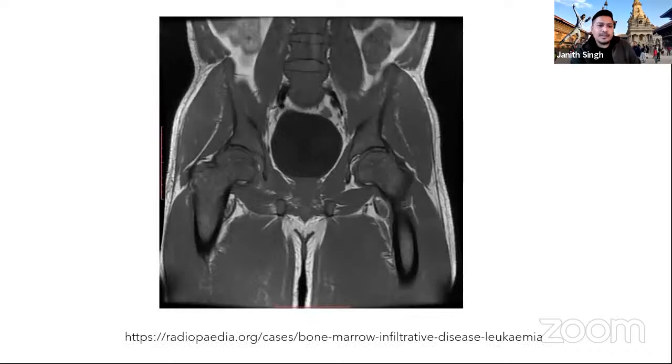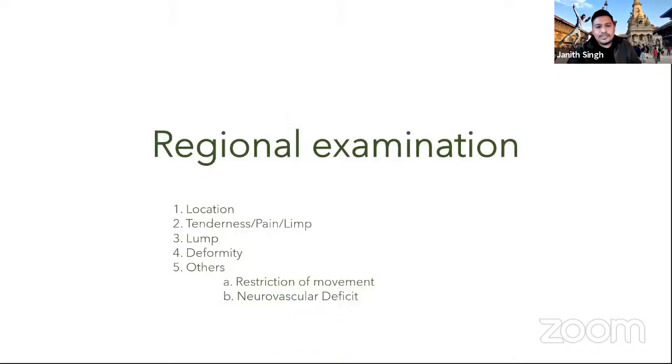Now, if you look at this MRI, this is a T1 sequence, but if you look at the bone, what is odd is that all the bones look very black. There's no fat in it at all. So all the bones are being replaced by tumor cells. So this is a case of leukemia, which is causing a lot of back pain and bilateral hip pain in this patient.